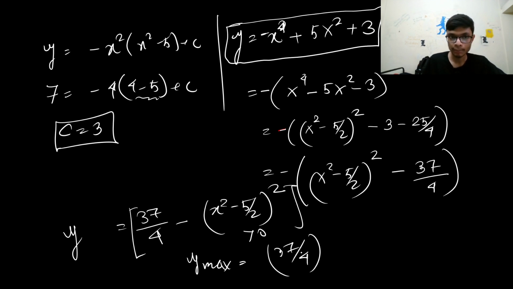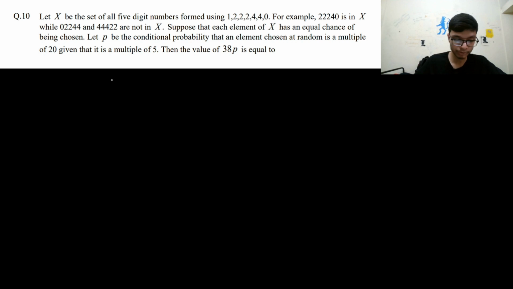Okay, I believe I haven't done any mistake. In case I have done any mistake, please mention it in the comment section. Okay, I will get back to you. So I hope this particular thing was clear. If I haven't done any mistake, then the result will be 37 by 4. Okay, with this, let us move to the last problem of today's discussion.